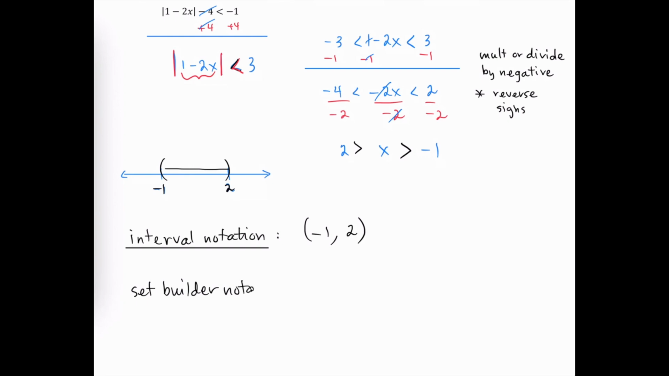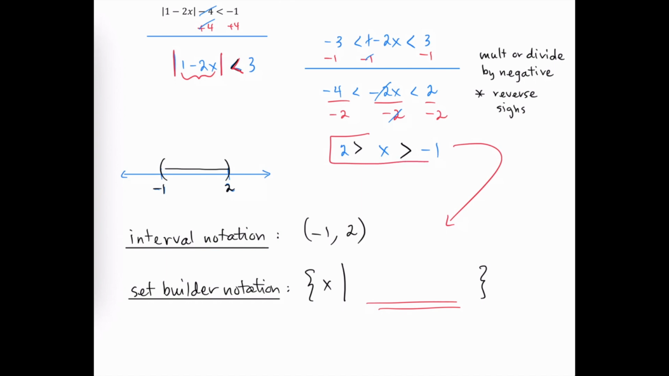And for set builder notation, we basically have a template where we're looking at the set of all x's such that, and then some criteria needs to be met, and then we close the set. Now into this criteria field, we basically are going to pull in this compound inequality that is our solution set. However, the one thing that I'm going to change is to make the smaller number on the left-hand side. So I'm basically going to just flip this entire inequality to say negative 1 is less than x is less than 2. And now we've squared it up so that it is the smaller number on the left and the larger number on the right.